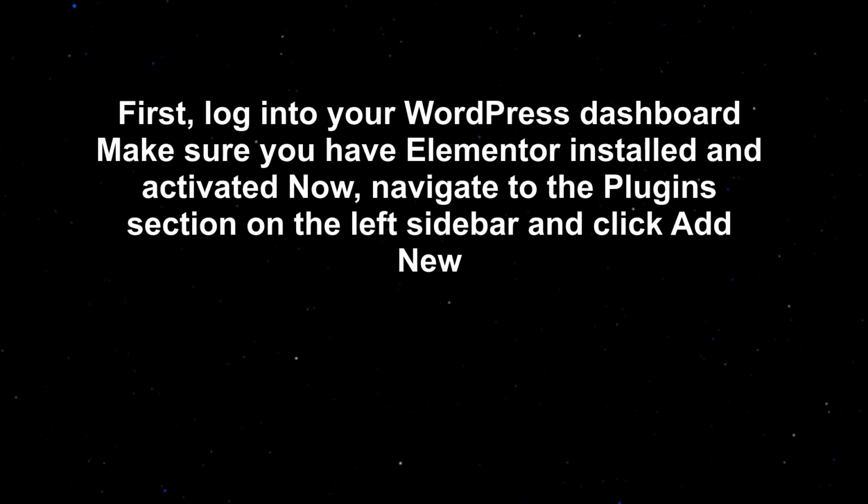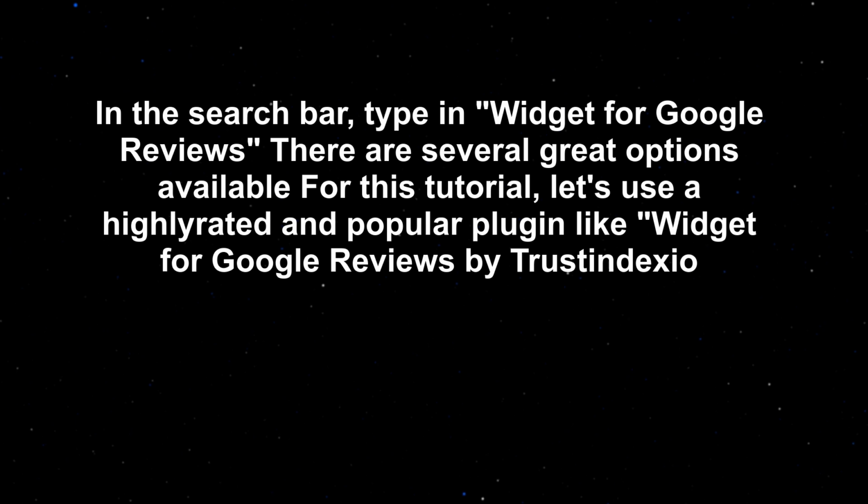Make sure you have Elementor installed and activated. Now, navigate to the plugin section on the left sidebar and click Add New. In the search bar, type in Widget for Google Reviews.